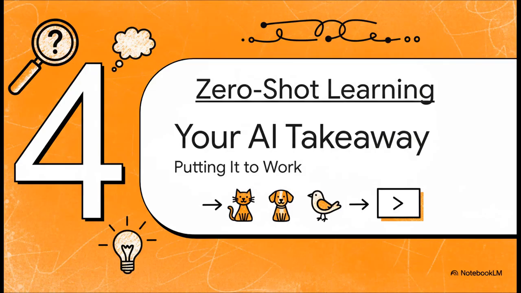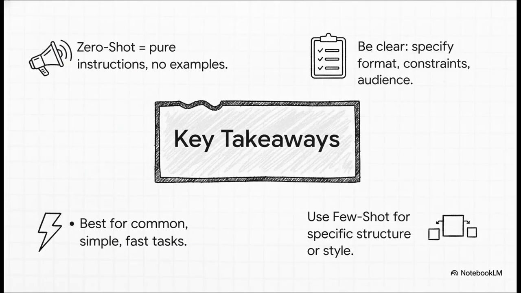All right, let's bring it all together. We've talked about what zero-shot learning is, how to craft those perfect instructions, and just as importantly, when to know its limits. Now it's time to put all this powerful knowledge to work. So let's just recap the key takeaways real quick. At its core, zero-shot is all about giving pure instructions, not examples. To make those instructions really sing, you have to be clear about the format, constraints, and audience. Use it as your go-to for speed on everyday tasks, but don't forget to switch to few-shot when you need a really specific style. Mastering both is the absolute key.